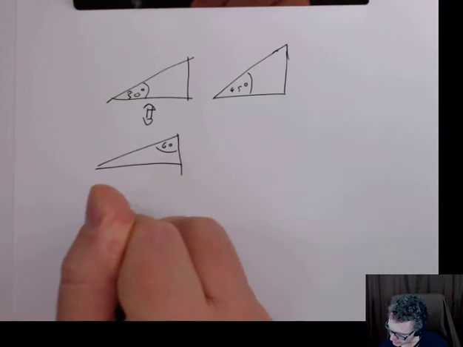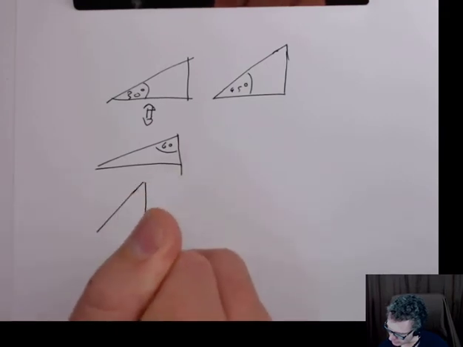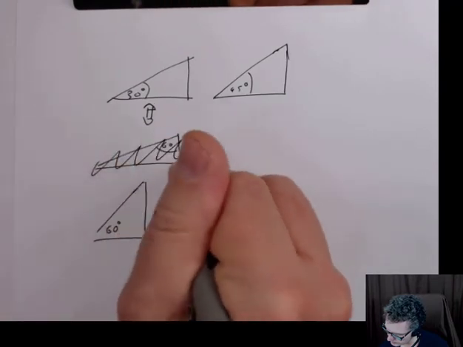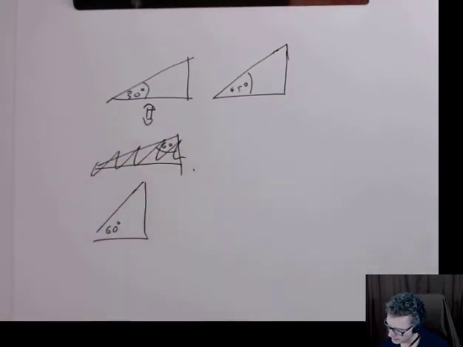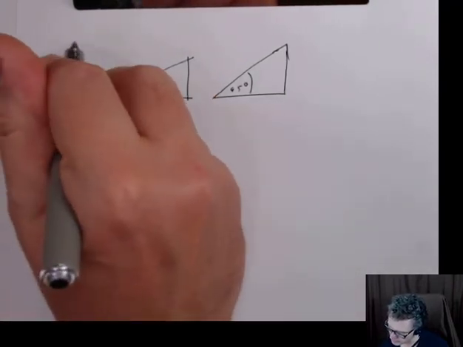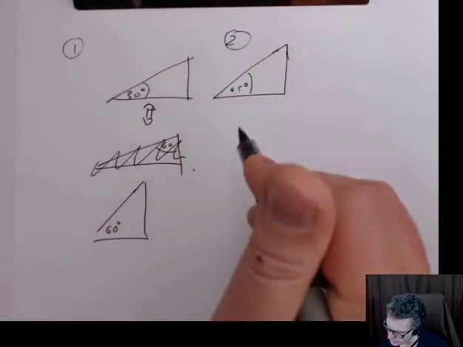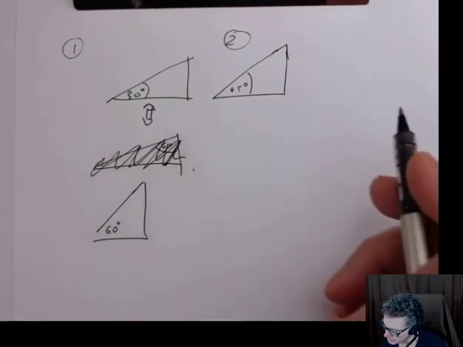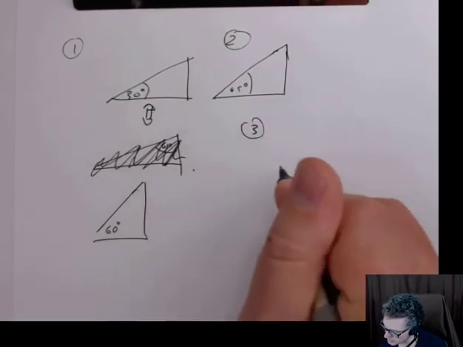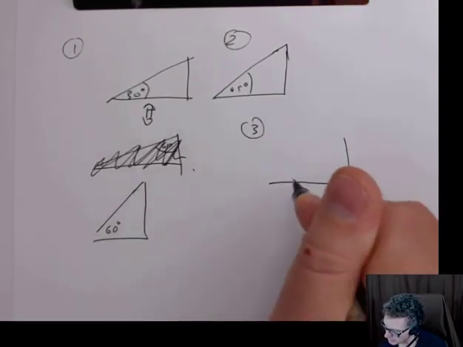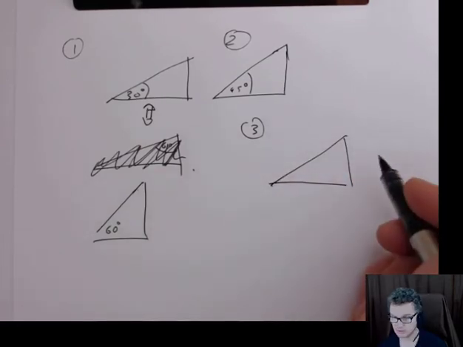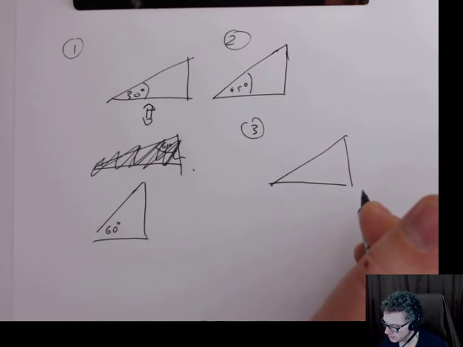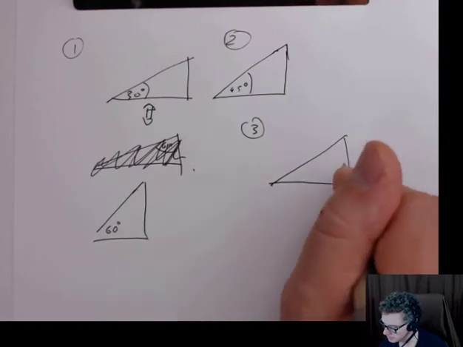Sorry, let's do that again. So 60-degree triangle. Okay, so that's my type 1, type 2, where I flip the 30 degrees around. And then the third type of triangle will be 3, 4, 5. Now, there's no reason why we can't do different types of triangles in this module, but they tend to be the three types that you'll come across.